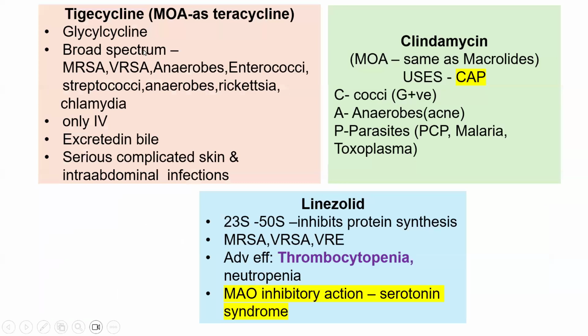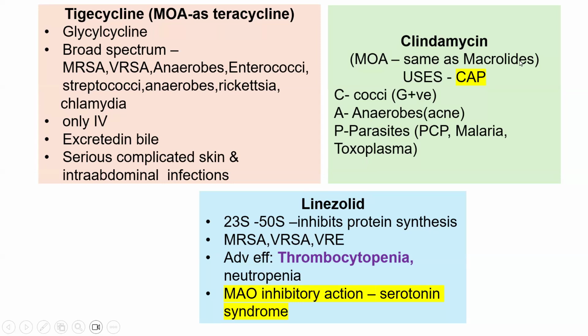Coming to other individual drugs asked many times, tigecycline they have asked. Tigecycline mechanism is same as tetracycline. It is a glycylcycline, broad spectrum action. So broad spectrum means in all resistant cases, MRSA, VRSA, anaerobes and other drugs. Only it is used IV, excreted in bile, and serious complicated infections, skin and abdominal infections we can use. So for mechanism of action, same as tetracyclines. Okay, binds to 30S ribosome and inhibits the protein synthesis.